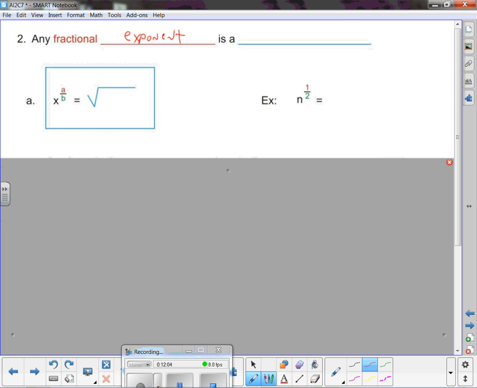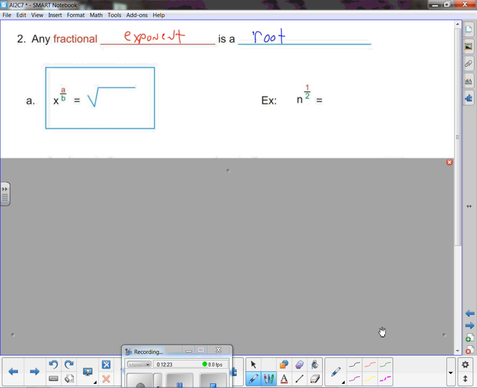Any fractional exponent is a root. All right, it could be a square root, a cube root. It just depends on the fraction. So that leads to this radical rule.